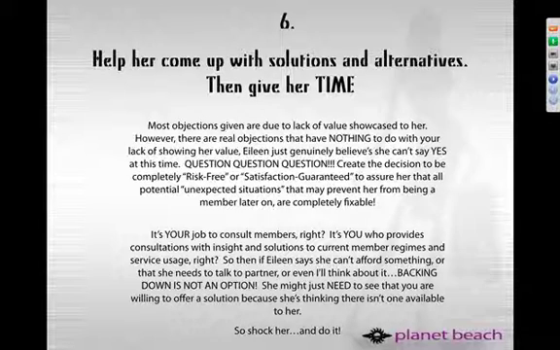So it's you who provides consultations with insight and solutions to current member regimes and service usage, right? So then if Eileen says she can't afford something, or that she needs to talk to her partner, or "I'll think about it," backing down is not an option. She must see that you are willing to offer a solution for her, because she's thinking there isn't one on the table. You're consulting her in services, products, regime, everything, all of the above, but what she doesn't expect you to consult her in is a solution to her problem.